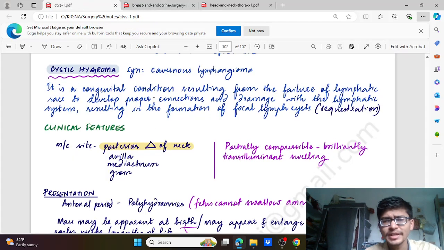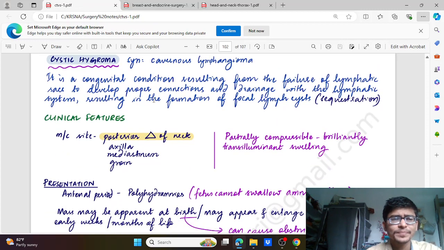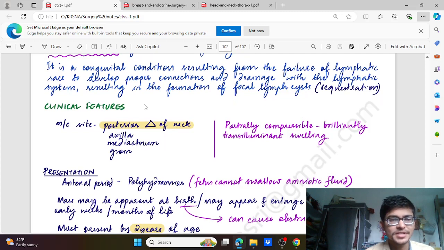Now we'll be seeing the last topic for today, that is the cystic hygroma, also known as cavernous lymphangioma. It is a congenital condition resulting from the failure of the lymphatic sacs to develop and drain into the lymphatic system, resulting in the formation of a focal lymphatic cyst, that is, sequestration.